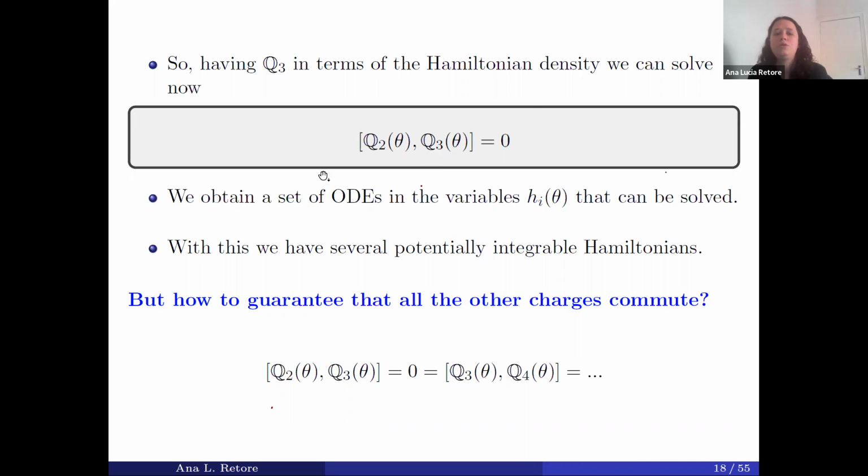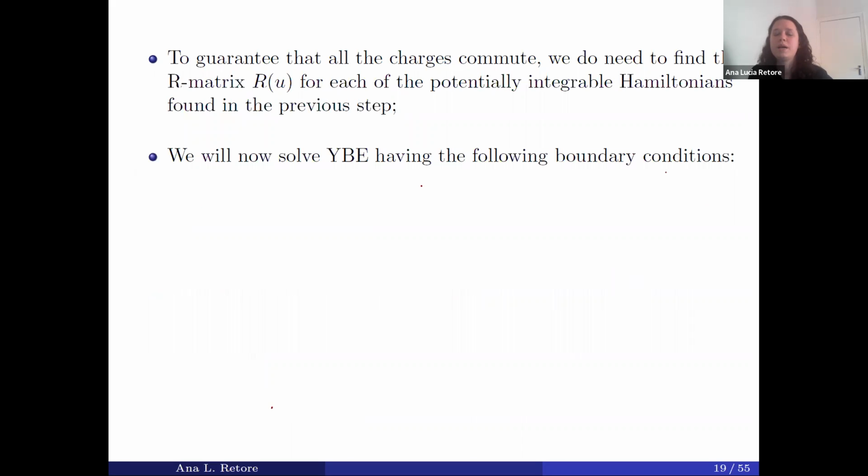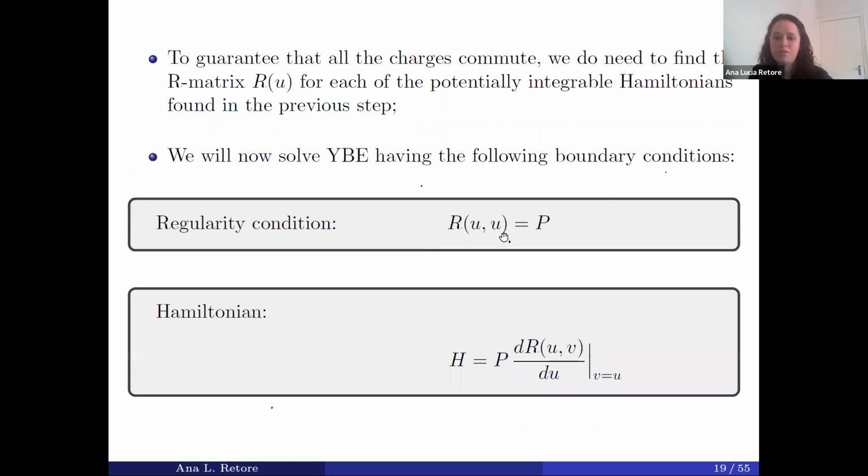So, okay, we solved these, we have these potentially integrable Hamiltonians, and then we try to find the R for each of them. And now, by solving the Yang-Baxter equation in the sense I mentioned before, that you apply the derivative, we need the boundary conditions to be satisfied. So we need that R becomes B and the Hamiltonian is generated. So these are our boundary conditions.